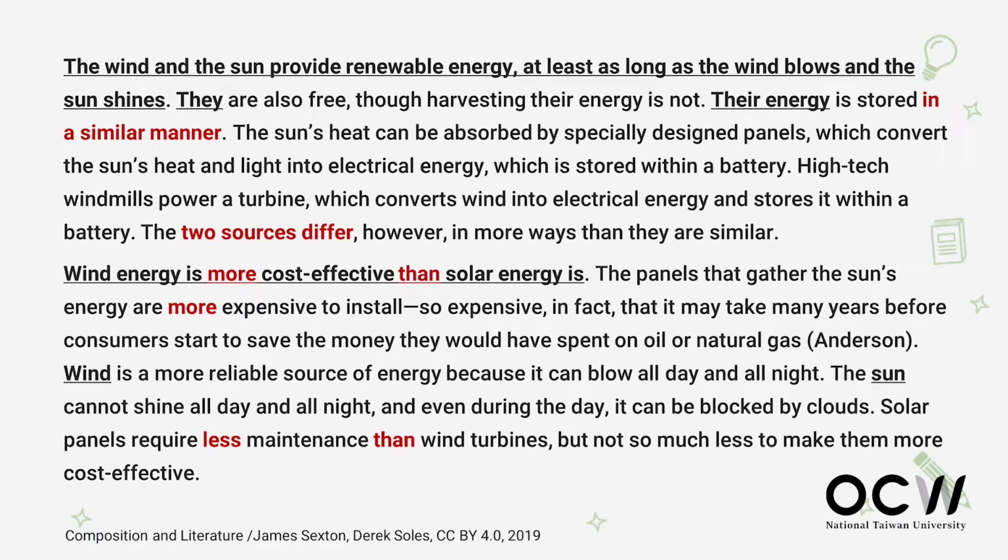First, in the second paragraph, we can see in the first sentence, it talked about how wind energy is more cost-effective than solar energy. So we know that they're different in terms of cost-effectiveness. Then, in the second sentence, it talked about how the sun's energy is more expensive. In the middle of the second paragraph, we can see that wind is more reliable. So it talked about its reliability.